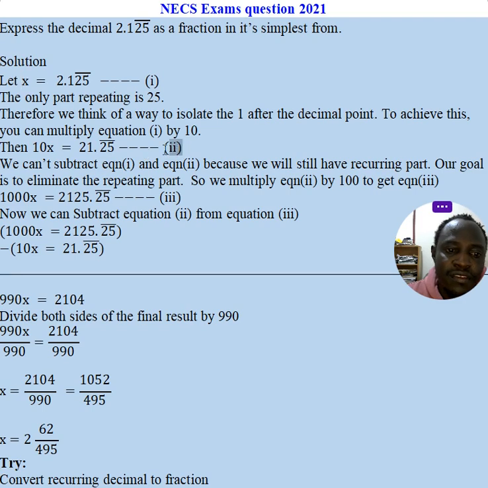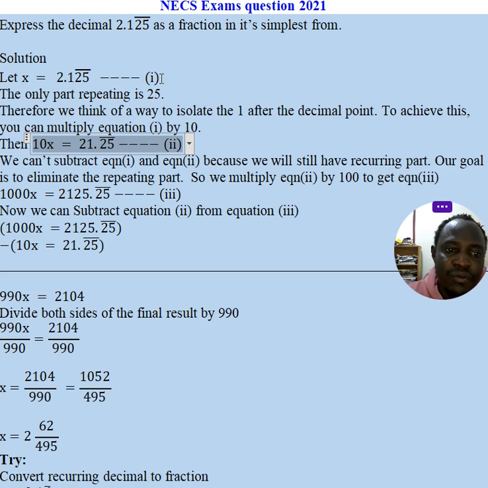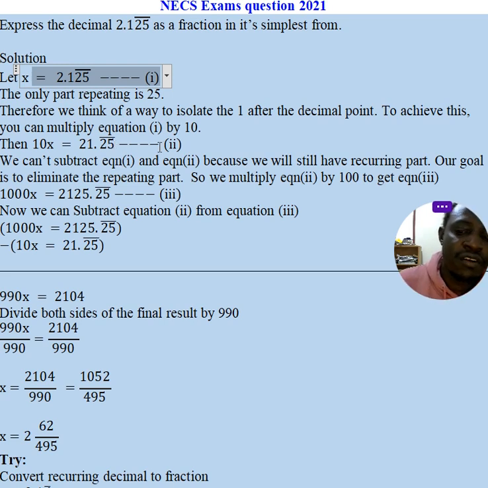Now if we look at this equation and this equation, they are not the same. There is 2.125 here. We cannot subtract them. If we subtract them, there will still be something remaining on the right hand side of the decimal point. So we don't need that. We need to remove the whole recurring part. So now we are not yet done. We need to multiply this one again by something.